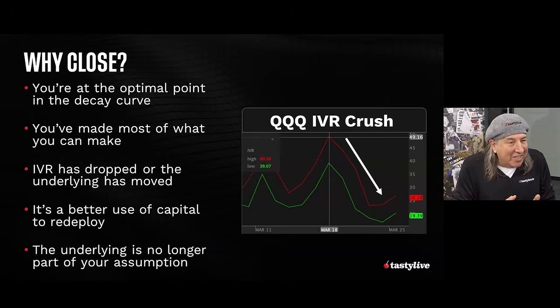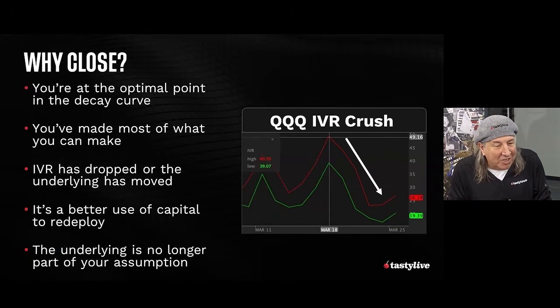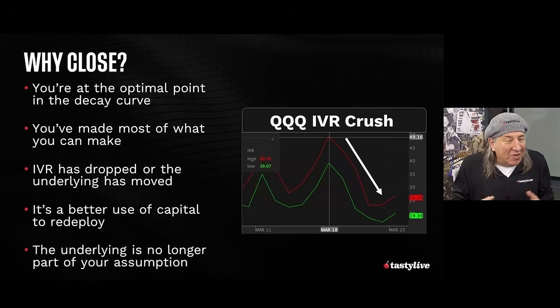And then lastly, why close? Because the underlying is no longer part of your current assumption. You were bearish, now you're bullish. You were bearish, now you're neutral. You were bullish, now you're neutral. Or the underlying has reached whatever your target was. What is your target? Well, it should be at the expected move. So when you put a position on, you know the expected move is $10. If the underlying moves $10, then you have to reevaluate. Hey, it went to the expected move. I should take my profits.